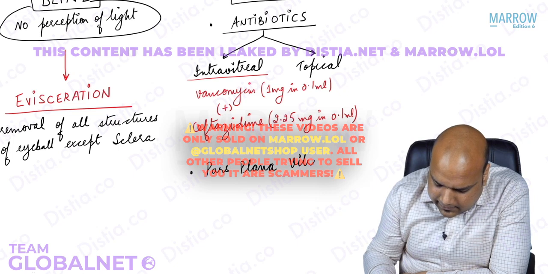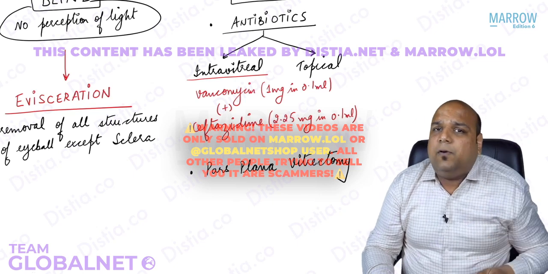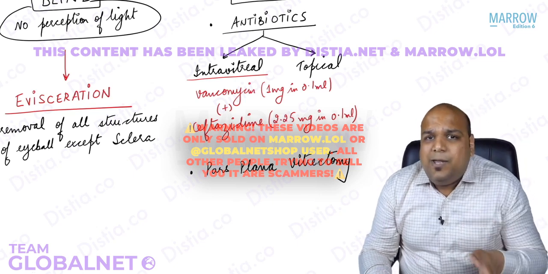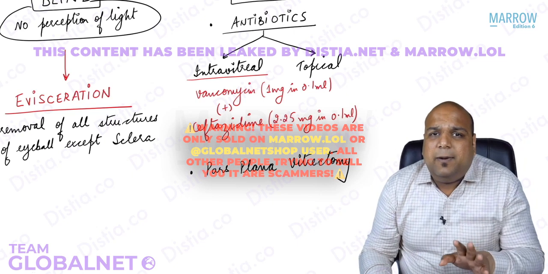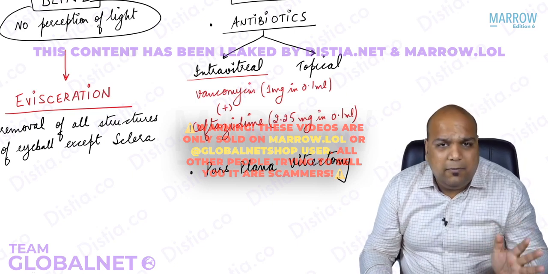Pars plana vitrectomy. Vitreous is a gel. It is providing a nidus for the microorganisms to grow. So we are going in through the pars plana, everybody. We are cutting the vitreous and removing it. Pars plana vitrectomy. Okay, everybody.